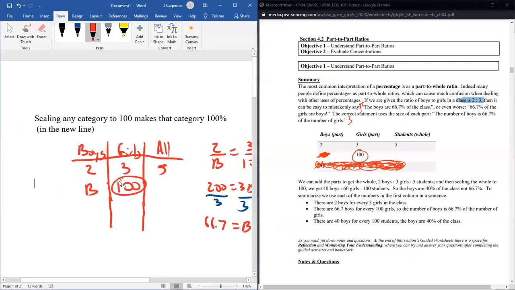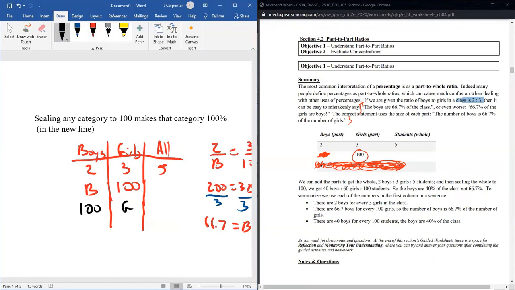Because that 100 was there, not in the all category. We're not saying that the number we got for boys is the percentage of the class. It's the percentage of the value of girls. So the boys are 66.7% of the girls. If I do this a different way, let me do this in black now. If I put 100 for the boys, now I can figure out the number of girls.